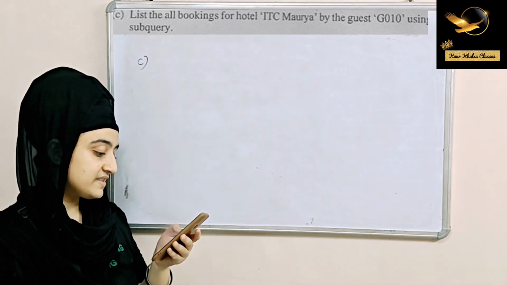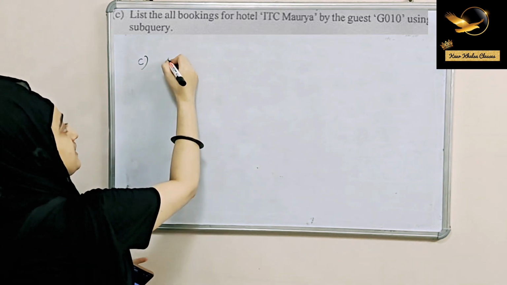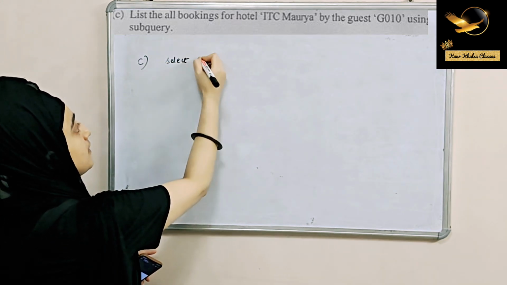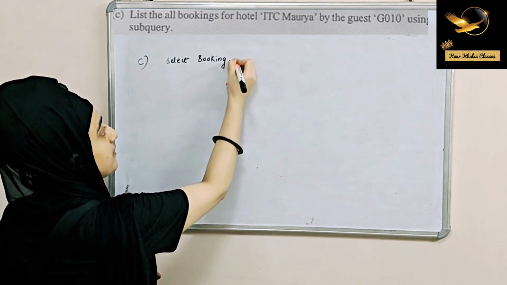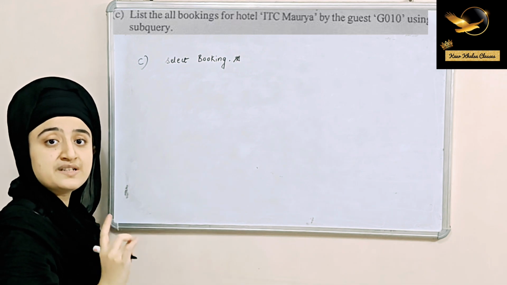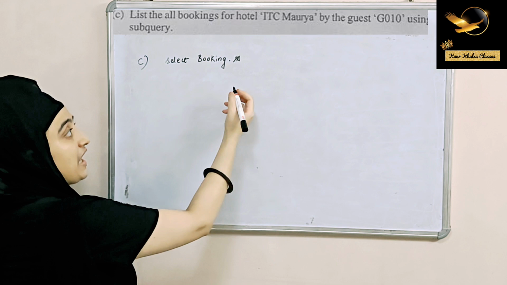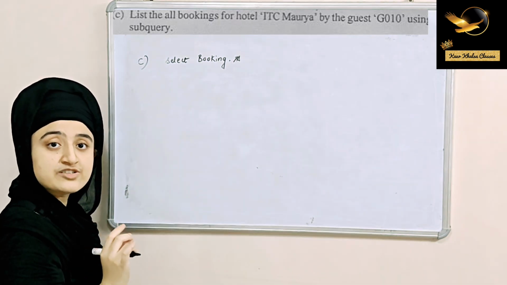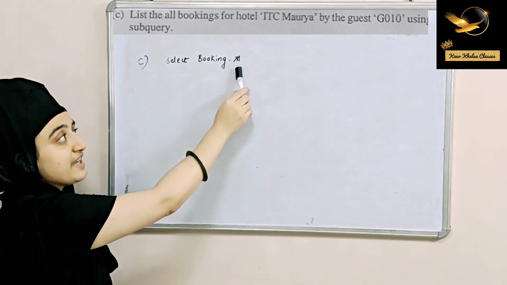Just like that, we have to use a query inside another query. So it's saying that we have to list all the bookings. So select booking dot star. This star means that every column present in the table booking should be given as the output. Star means all. In the question it's mentioned that we have to list all the bookings. So that's why we are using star here.